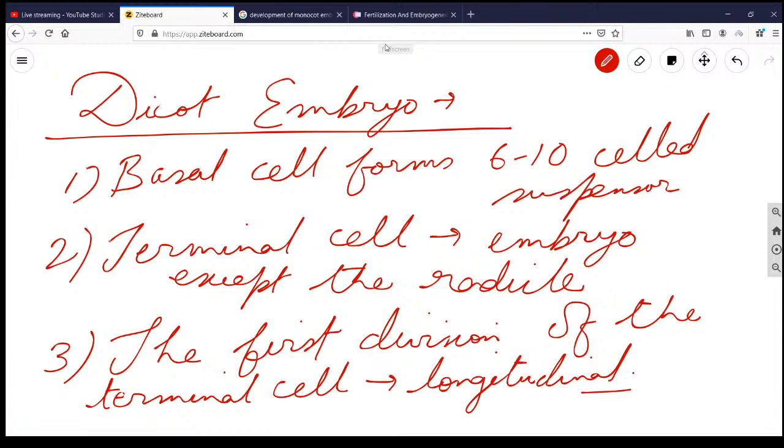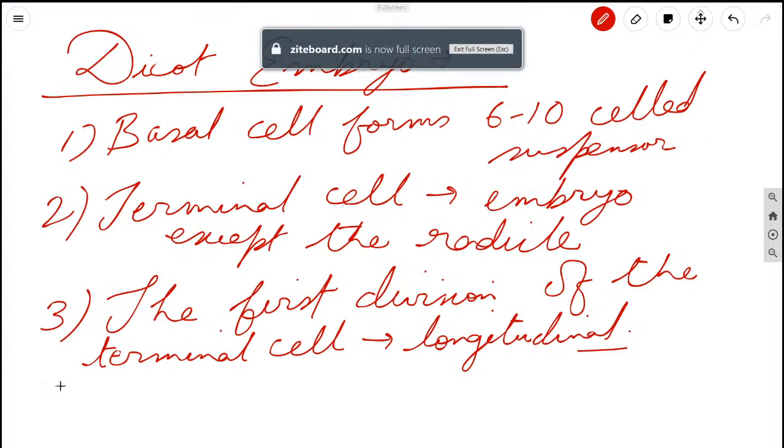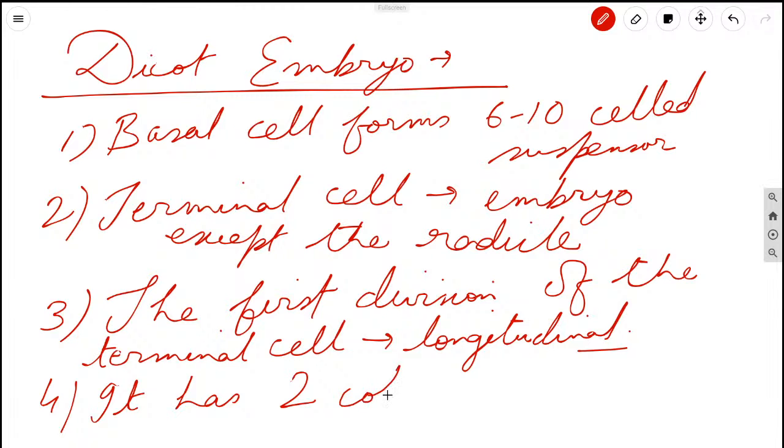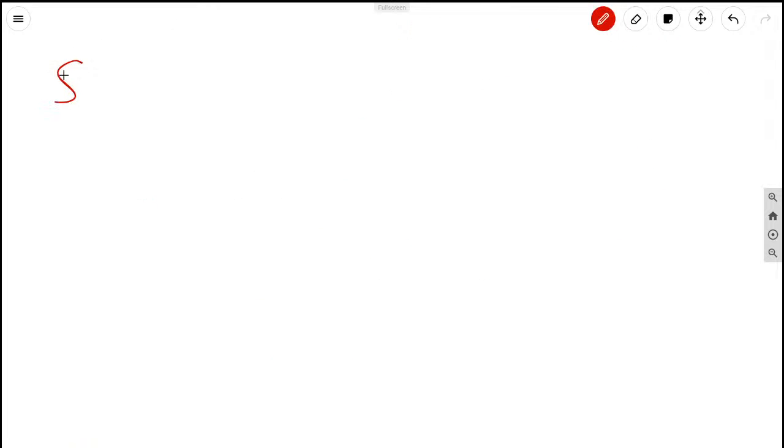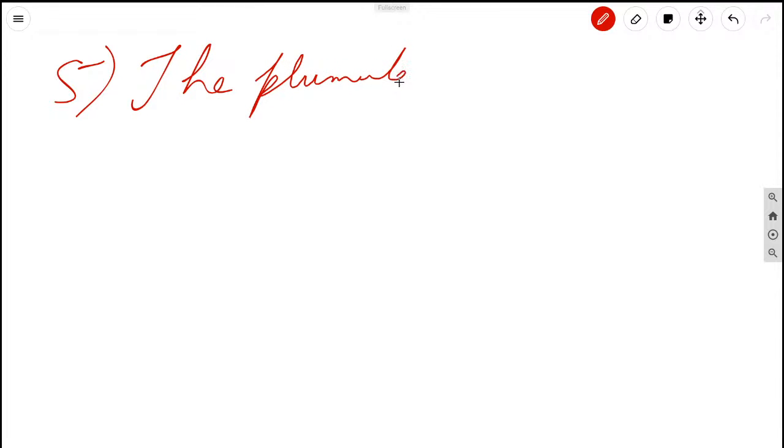Fourth one is it has got two cotyledons. So that I also have to write. Very important point. It has two cotyledons. And then the fifth one, the plumule is terminal. Okay. The fifth point is the plumule is terminal and lies in between the two elongated cotyledons.